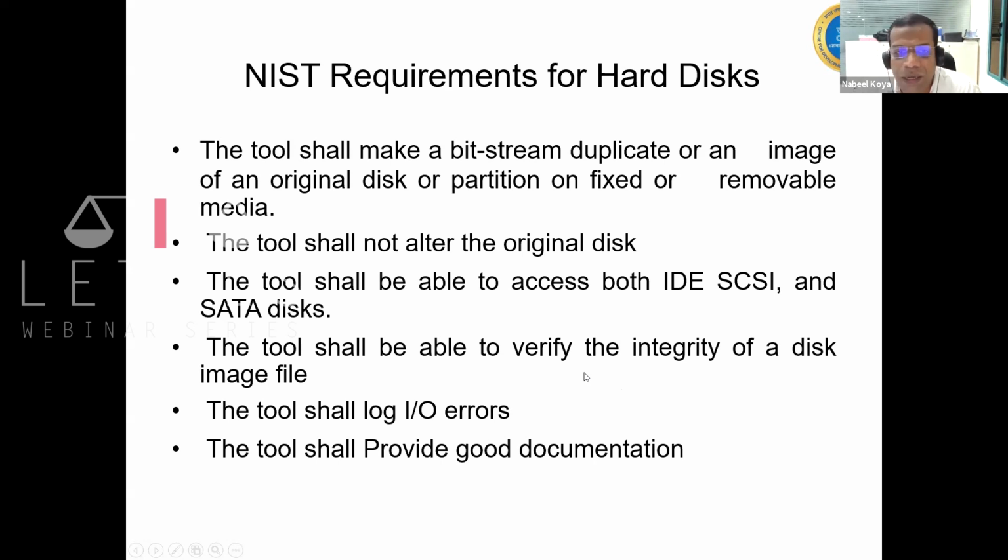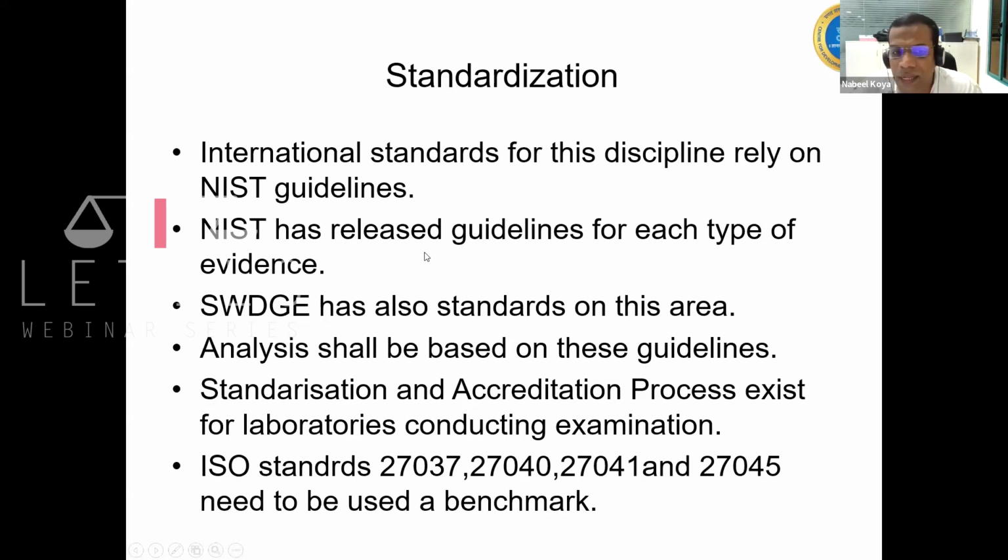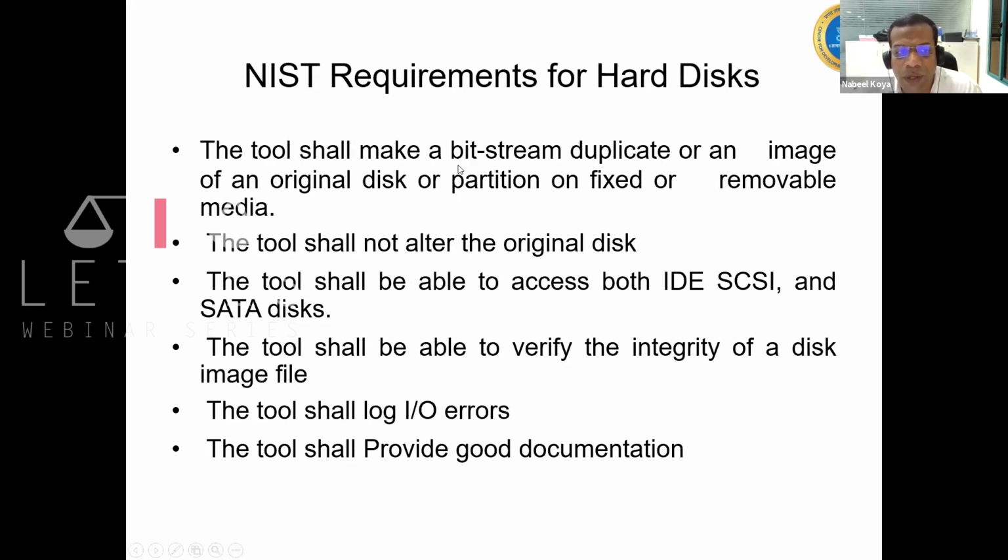Now, for example, I just mentioned a NIST guideline. This is what a NIST guideline for a hard disk looks like. The tool should make a bitstream duplicate or an image of an original disk or partition on fixed or removable media. That means you will make a forensic copy of the original one. It should not alter the original disk. That means you need to ensure a write protection device. The tool shall be able to access IDE, SCSI, and SATA disks. All interfaces should be supported.